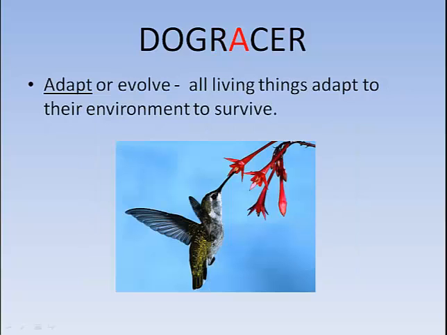Adapt or evolve is changing to be able to survive in your environment. There's a difference between adaptation and a reaction. So this hummingbird has adapted over millions of years. These birds have evolved this long beak so that they can drink the nectar out of these long skinny flowers. That's different than a reaction. A reaction would be if I walked up and said boo and the hummingbird flew away.